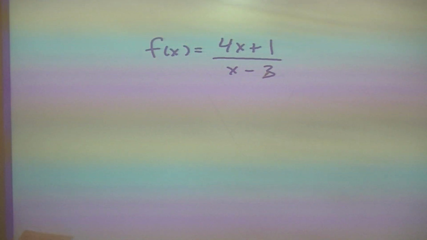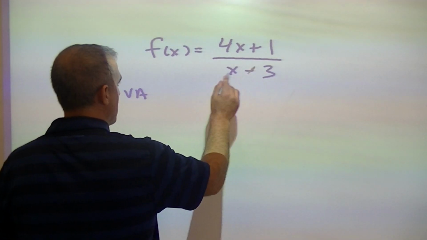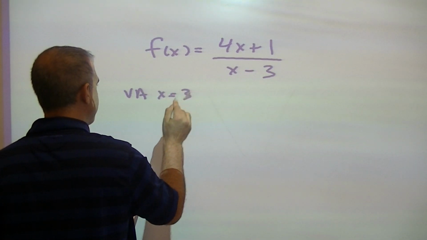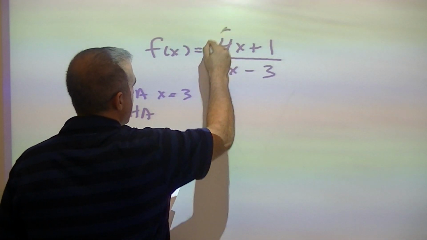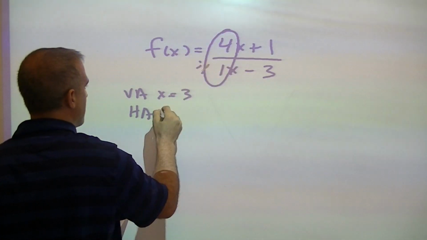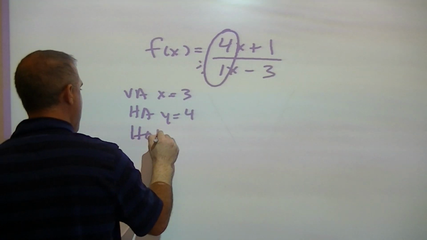All right, I can't factor anything here. My vertical asymptote will just be x equals 3. My horizontal asymptote, since I have a tie, I would divide those numbers. 4 divided by 1 would be 4. Okay, hole, I don't have one there.